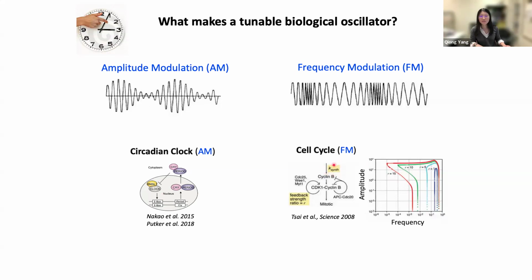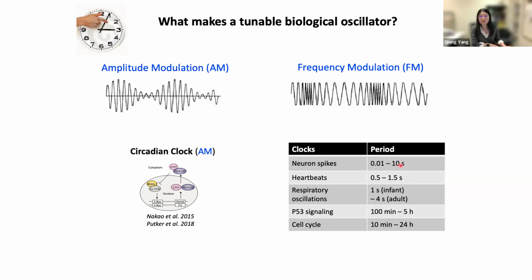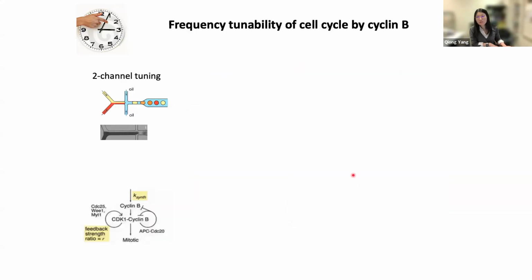Specifically for this CDK1 network, the synthesis rate of cyclin B seems to be an input to the clock that can change the speed of these oscillators, but the amplitude remains more or less the same. And indeed, this frequency modulation seems to be shared by many other biological oscillators, such as heartbeats and neural spikes. So we are interested in designing experiments to really understand this frequency tunability.